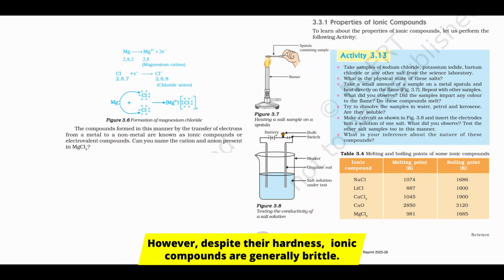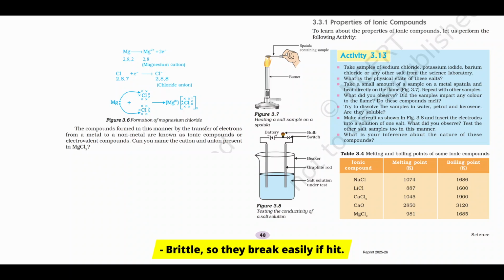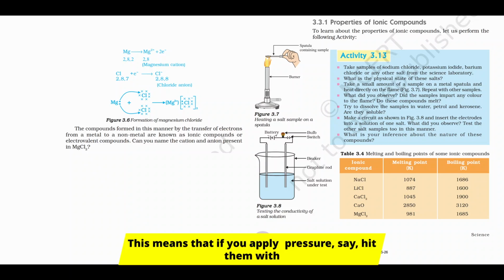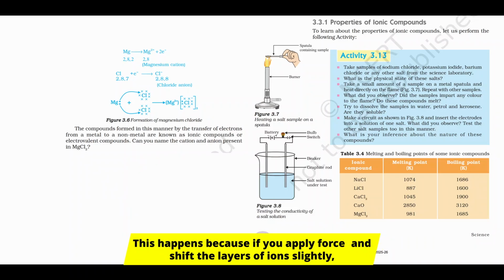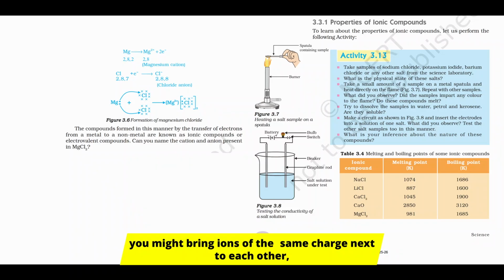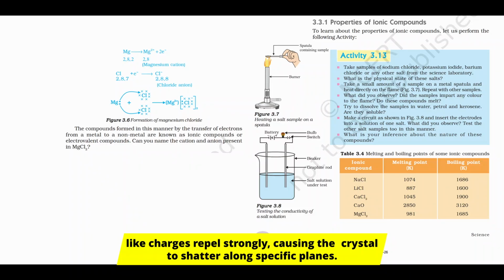However, despite their hardness, ionic compounds are generally brittle. Brittle. So they break easily if hit. Yes. This means that if you apply pressure, say, hit them with a hammer, they tend to fracture and break into pieces rather than bending or deforming like a metal would. This happens because if you apply force and shift the layers of ions slightly, you might bring ions of the same charge next to each other. Like charges repel strongly, causing the crystal to shatter along specific planes.